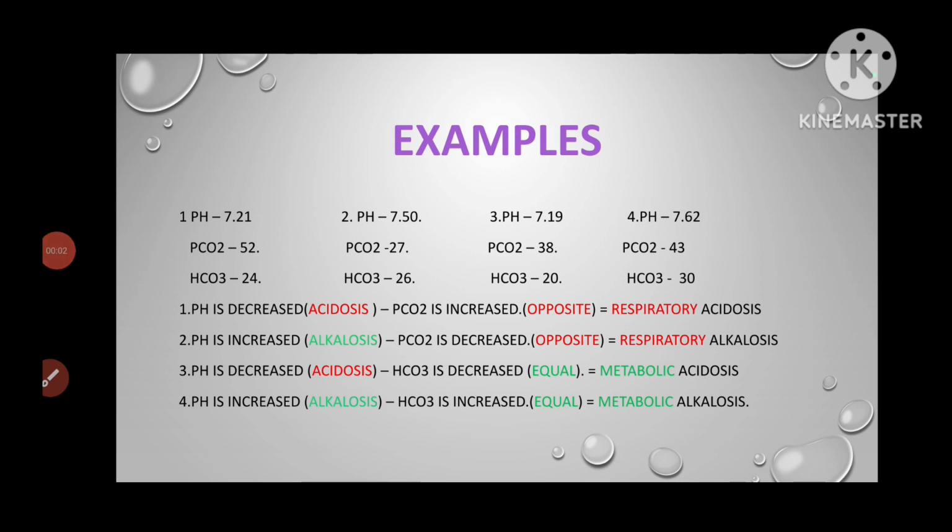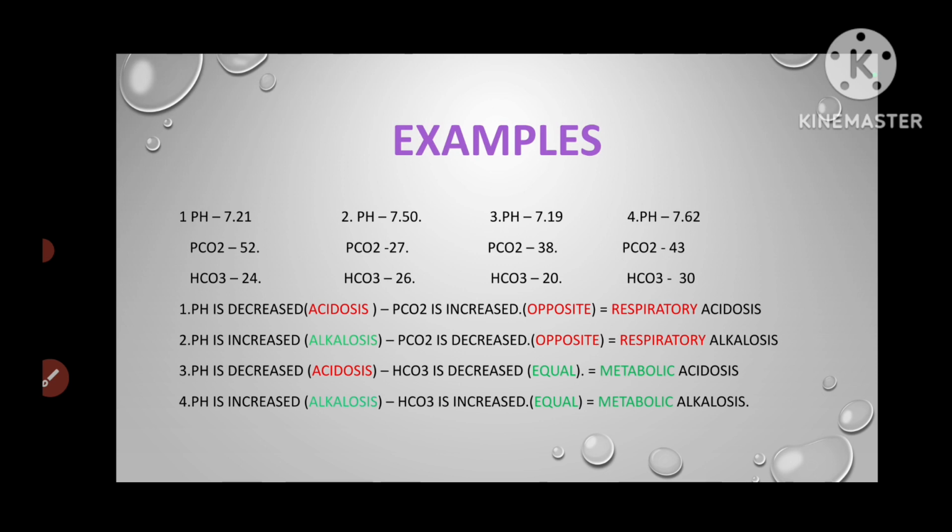Here there are 4 examples which will help you to understand more clearly about reporting an ABG. We will take the first example. In this first example, pH is 7.21, PCO2 is 52, HCO3 is 24. First, we will take the pH to rule out whether it is acidosis or alkalosis. The value is 7.21. We already know that if it is lesser than 7.35, it is acidosis. So we found out that the given value is acidosis.